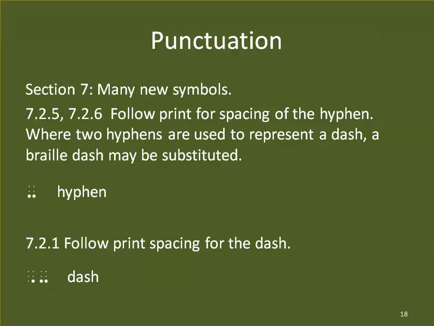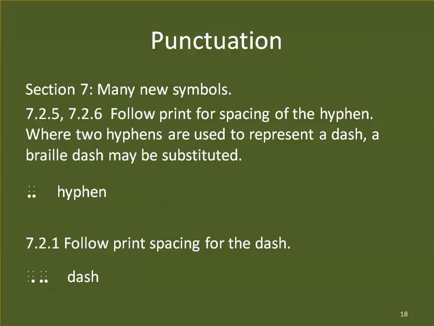Another example of how this works, a little bit of punctuation now. Punctuation, by the way, has a lot of new symbols. Some have stayed the same, thank goodness. Period, quotation mark, question mark, exclamation mark, commas, that sort of thing. They're all the same. But there are some new things, just so you're aware. One of those, well, the hyphen is the same, and that is our root then. And if there are two hyphens that are used to represent a dash, this is kind of a side note, you can use a Braille dash. You don't have to, but you can.